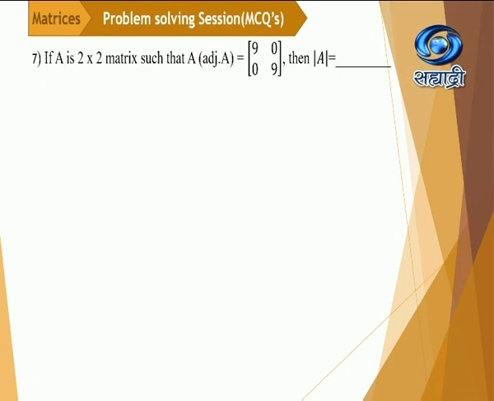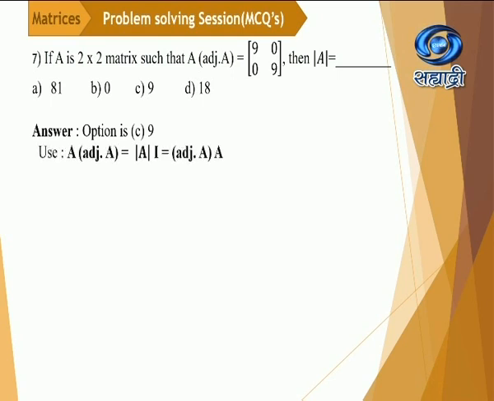Next, seventh example. A is a 2 cross 2 order matrix such that A into adjoint of A is equal to [9 0; 0 9], then determinant A equal to what? Here are the options. Option is C, 9. Why? Let us check. We have one important property which is not mentioned in the textbook. The property is A into adjoint of A, which is equal to determinant A into identity, equal to adjoint of A into A.